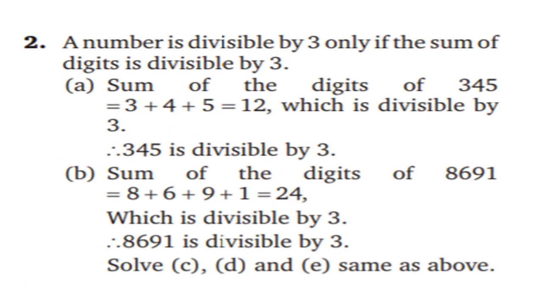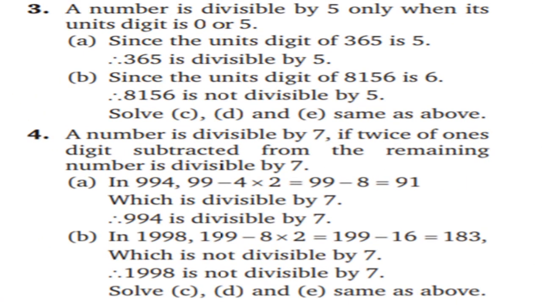Now question number 2, see in your book. Which of the following numbers are divisible by 3? So a number is divisible by 3 only if the sum of digits is divisible by 3. So A part is 345. So sum of the digits of 345 is 12, which is divisible by 3. Therefore this number is divisible by 3. Now B part, 8691. So firstly sum of the digits of this number, so 24, which is divisible by 3. Therefore this number is divisible by 3. So similarly you have to solve the other parts of this question.